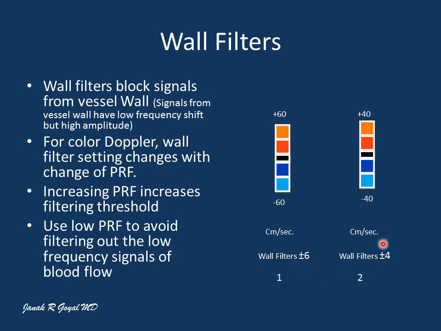On the other hand, the color map 2 shows you a setting of plus minus 40 centimeters per second, and the wall filter is automatically set at plus minus 4 centimeters per second. So hence use the lowest possible PRF to avoid filtering out the low frequency signals of blood flow.